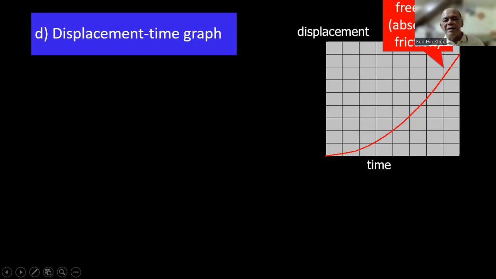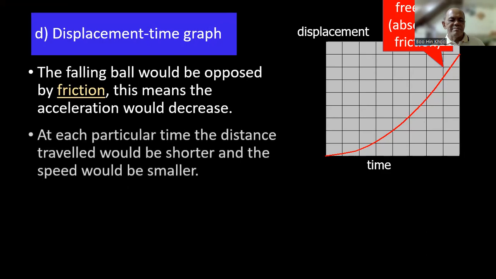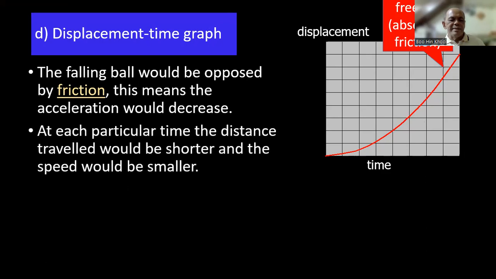Okay, so that's a parabola for dropping your object in air where air resistance is negligible, or we call it free fall. A falling ball would be opposed by friction. This means that the acceleration will decrease. At each particular time, the distance traveled will be shorter and the speed will be smaller. Right? Same time, shorter distance, because the speed becomes smaller and smaller.